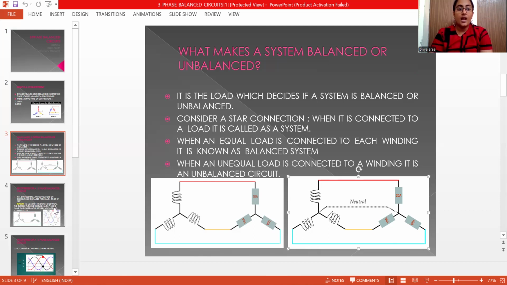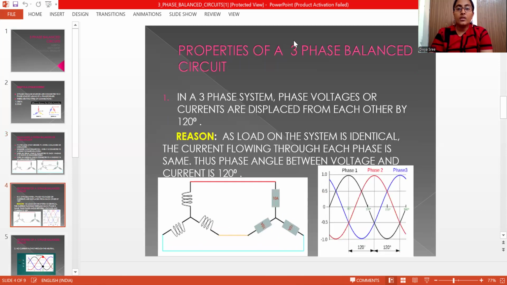Now let us understand a few properties of a three-phase balanced circuit. First, what do we mean by a load? A load is any appliance or anything which consumes power, to be precise, active power. For example, the lights or any electrical appliances we use at our homes are termed loads.